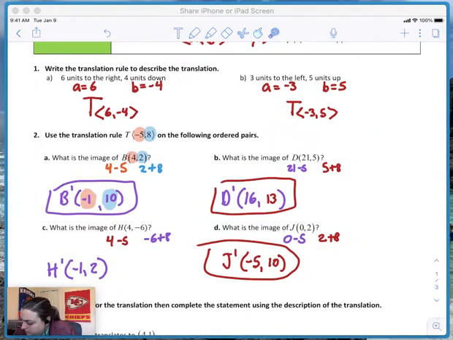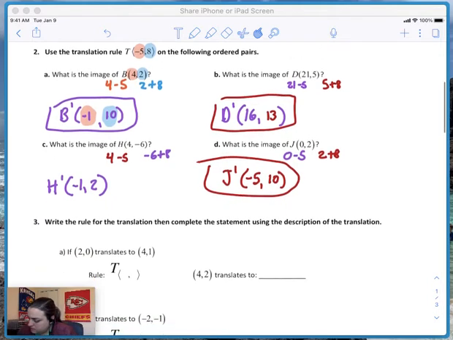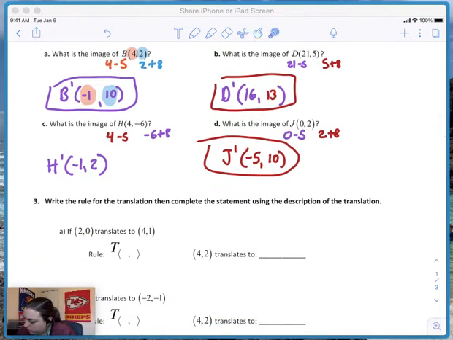Okay, so we use the translation rules to find the image of these letters, of these points. So now we're going to write the rule for the translation, then complete the statement using the description of the translation. Okay, so let's go ahead and take a look at the first one.